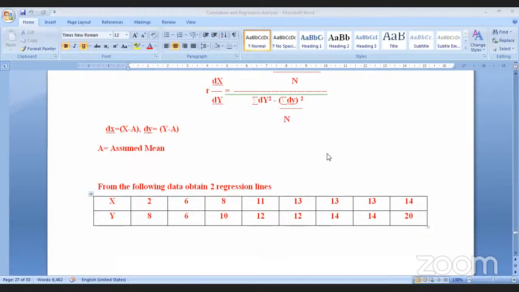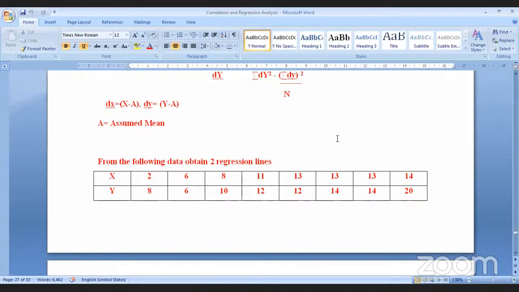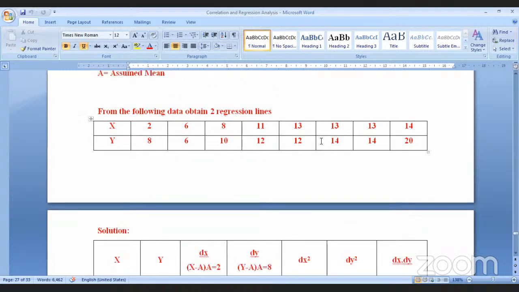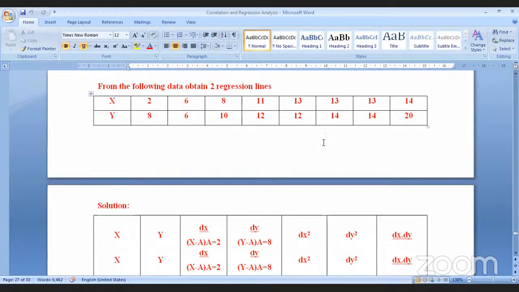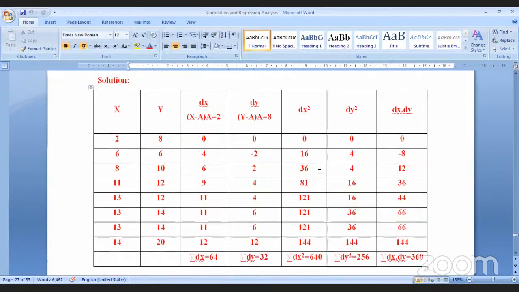This is a question. From the following data, obtain the two regression lines. See, two regression lines we have to obtain. X values and Y values are there: 2, 6, 8, 11, 13, 13, 13, 14 for X, and 8, 6, 10, 12, 12, 14, 14, 20 for Y. And this is the solution here.